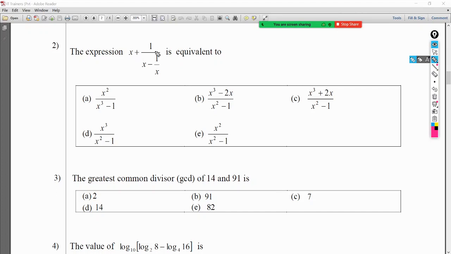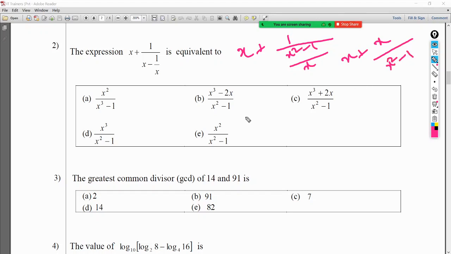X plus 1 divided by x minus 1 over x. Now of course you have to take the common denominator here. So then the answer is x plus 1 divided by, if you take x as the common denominator, x into x is x squared minus 1. Then that x goes up, therefore x plus x divided by x squared minus 1. Now you have to take x squared minus 1 as the common denominator.